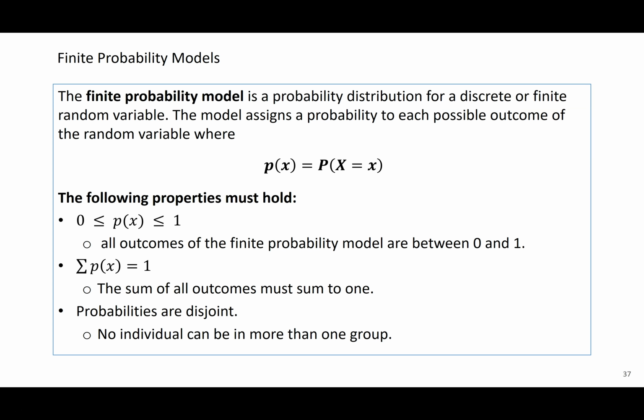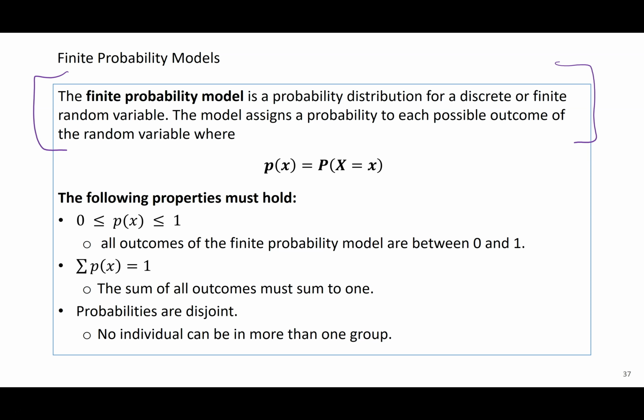When we have finite probability models, the big thing we want to do is list all of the possible values that the discrete random variable can take, as well as include the probability of observing each of those values. So we want to know what's possible and how often it happens. The finite probability model lists all of the possible values for our random variable X, and then lists the probability for each of those values.